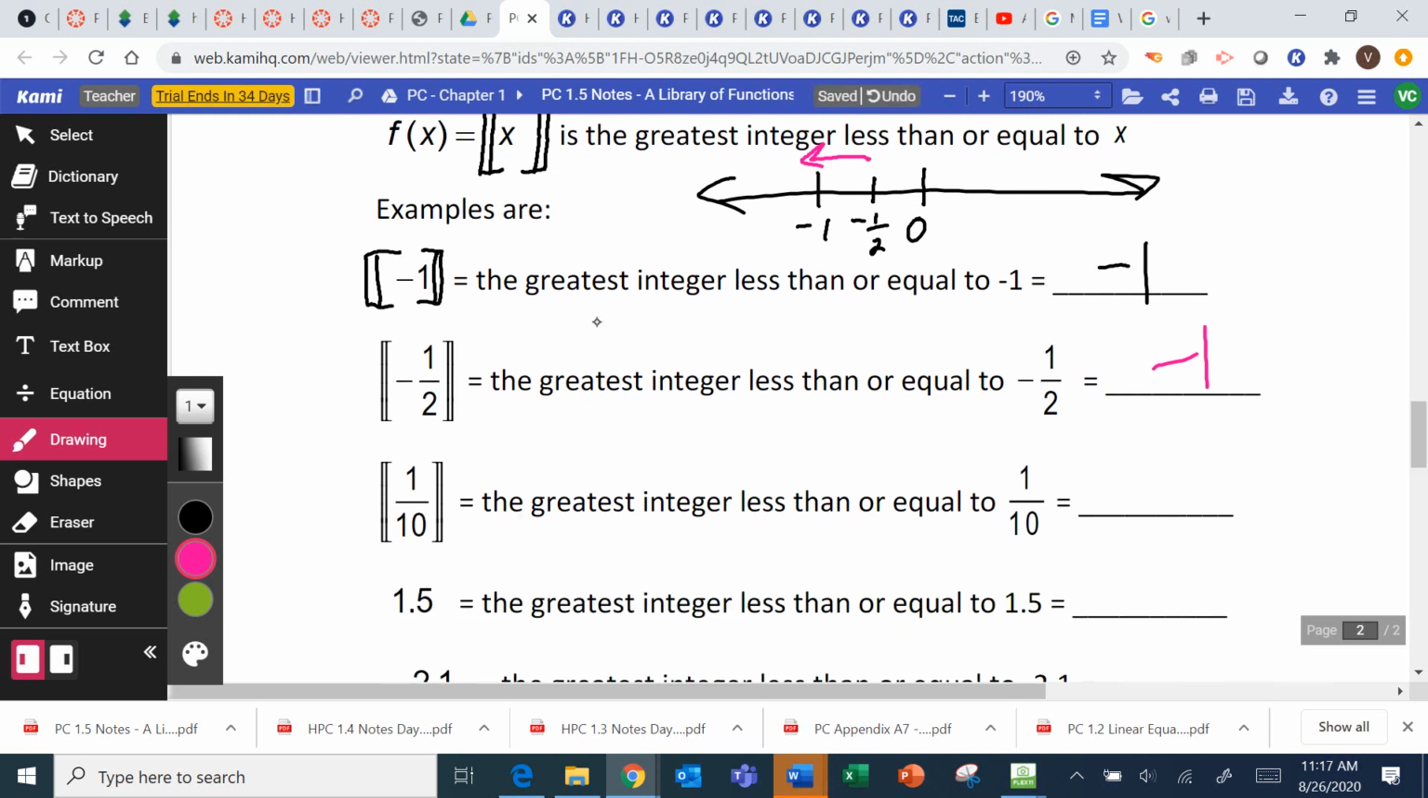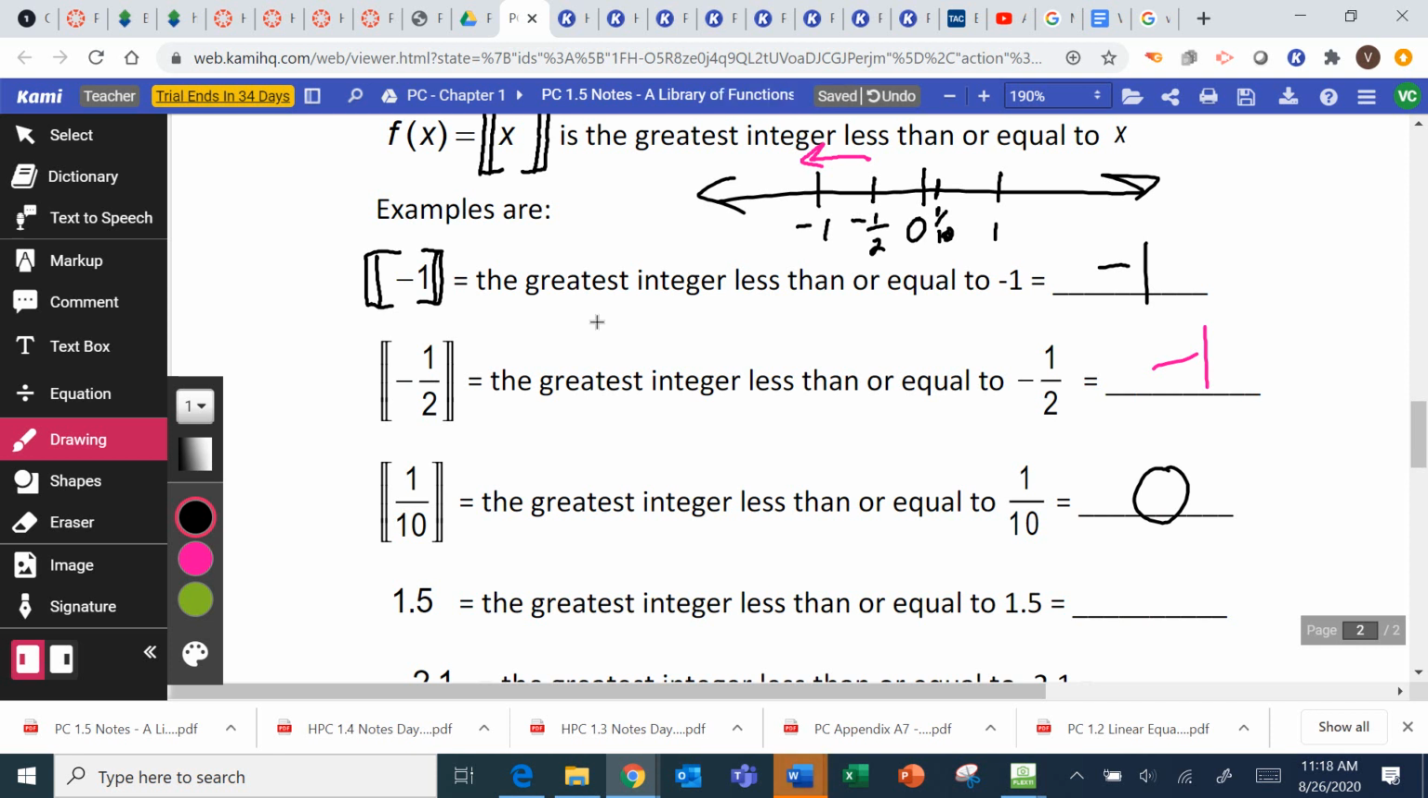The greatest integer that is less than or equal to 1/10. So on my number line, here's 1. 1/10 would be about here. Yeah, approximately. What number is less than or equal to 1/10, Caitlin? What integer? Yes. 0.